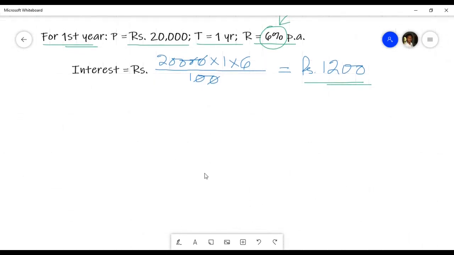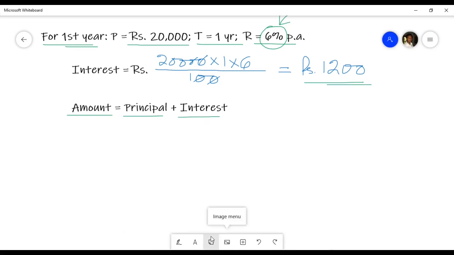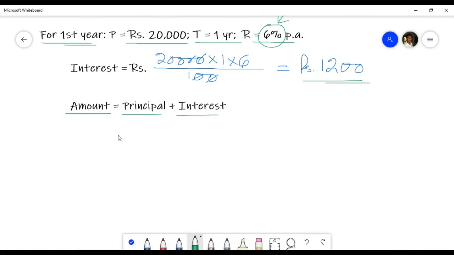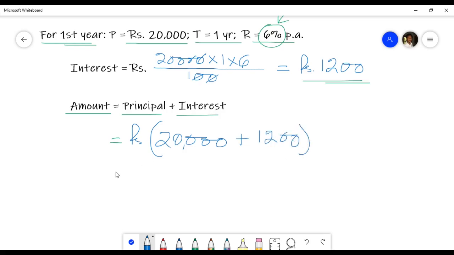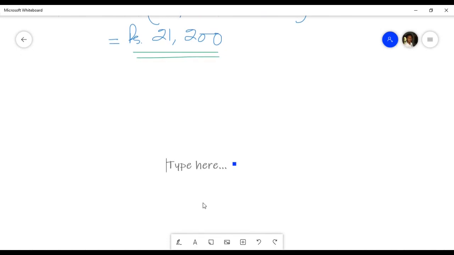What is the next step? The next step is to find the amount. The formula to find amount is principal plus interest. Now this principal will be the initial principal that is given in the question. So we'll just replace the values in the formula. Principal is rupees 20,000. And when you add this, you will get the amount as 21,200 rupees. So this is your amount at the end of first year, rupees 21,200.